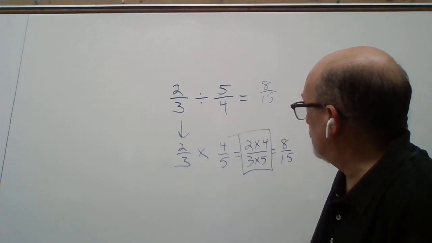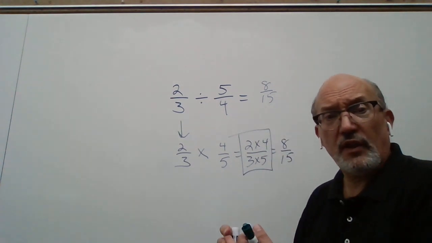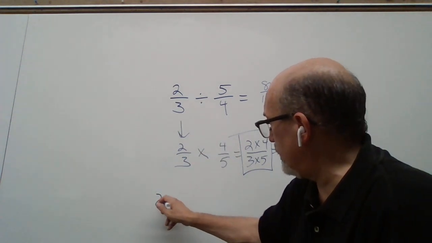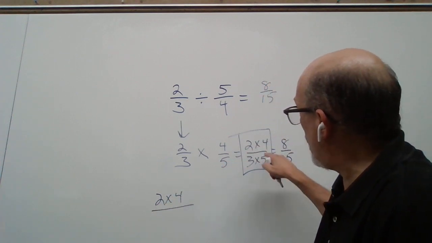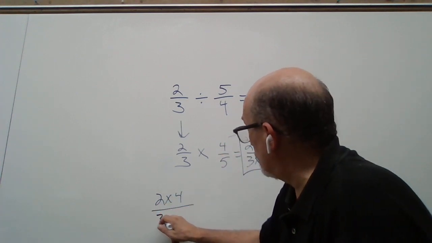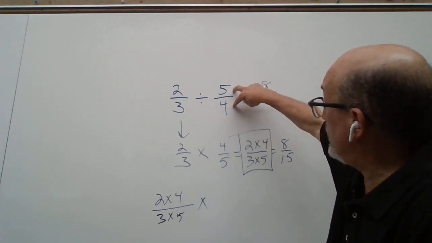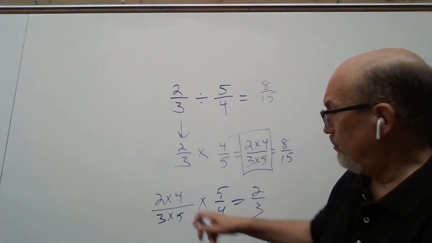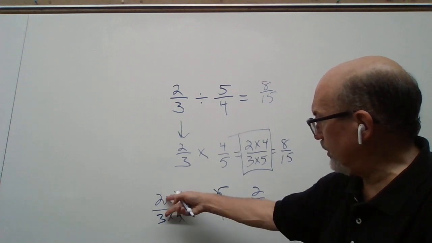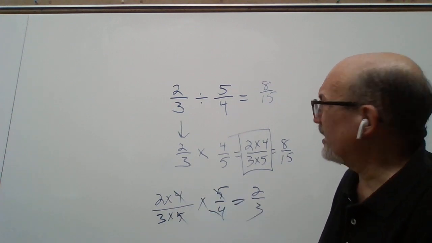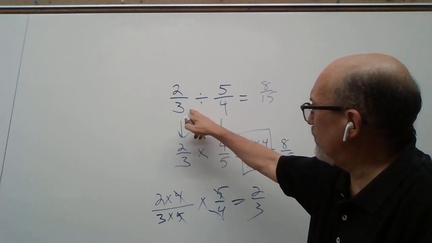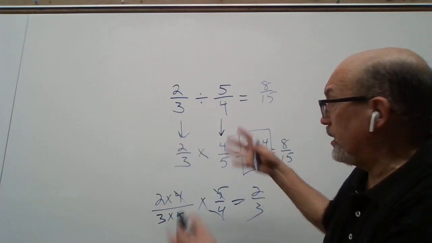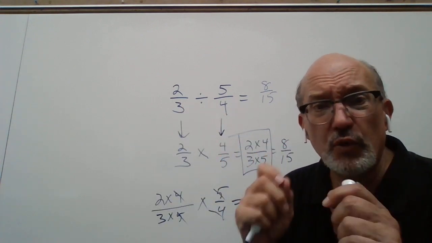But this right here, the result of keep, change, flip, is exactly the fraction that we built earlier that does the job. Let me write it again down here. We said that 2 times 4 over 3 times 5 is exactly what we need to multiply 5/4 by to get 2/3. Because the 4's canceled, the 5's canceled, and there's the 2/3. This is why keep, change, flip works. Keep the first one, change the division to multiplication, and flip the second one, multiply, and you get the quotient of these two, but understand why.